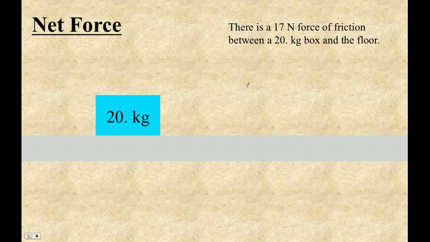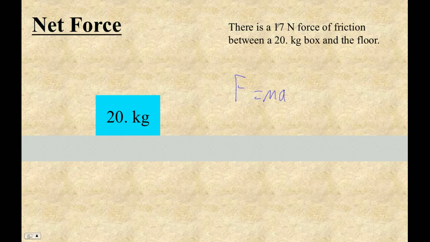So the key concept here is that we're going to be dealing with F equals ma, okay? But sometimes there's more than one force acting on it, okay? So what we're going to do with these problems is add up all the forces and set the sum of the forces equal to ma. It's all the forces together. Once you find all the forces, then you set it equal to ma.